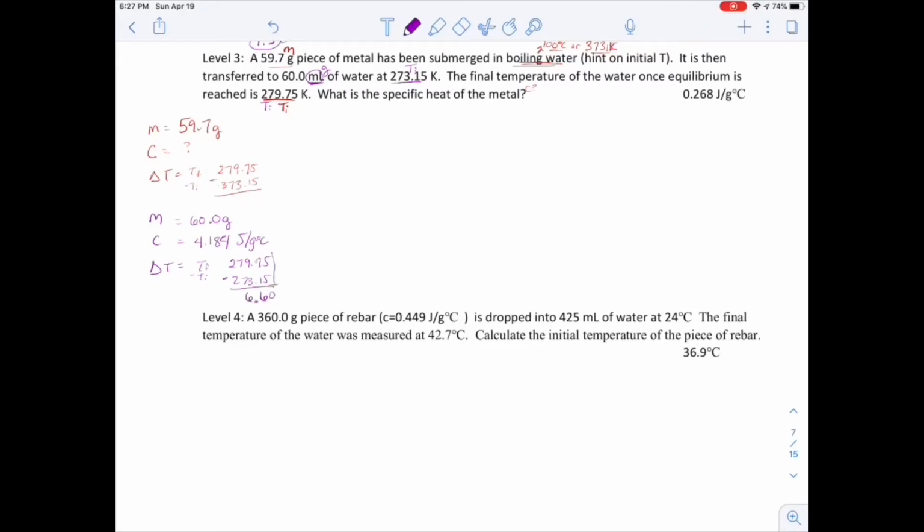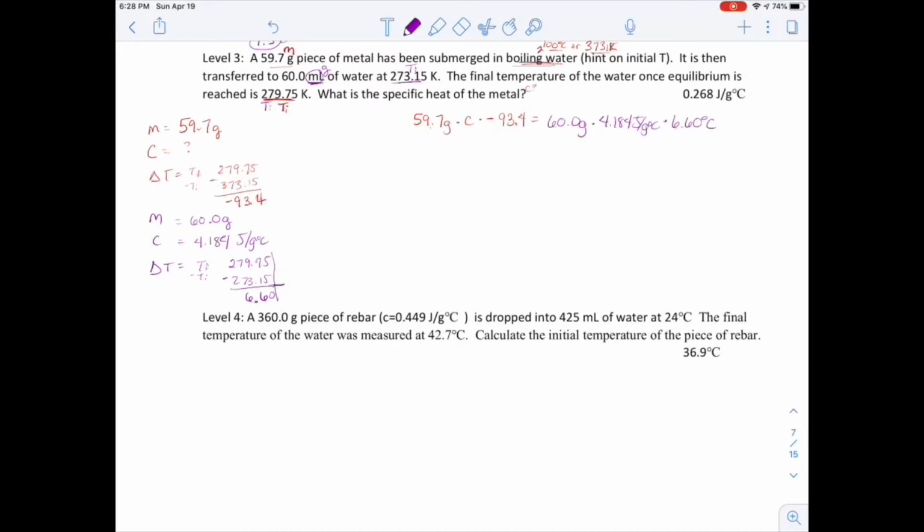So when I do my subtraction, I get 6.60. That's one position. And then when I do the other subtraction, I get 93.4. Just want to note, because it says it's water at 273.15, it's already gone through the phase change from being ice, and it just is at the coldest state that water could be in at 273.15, if you were wondering about that. So we have 59.7 grams times C times negative 93.4 equals, we have our 60.0 grams times our 4.184, and then times our 6.60.